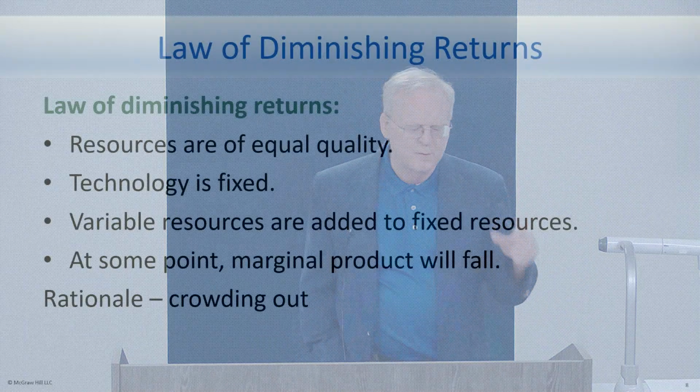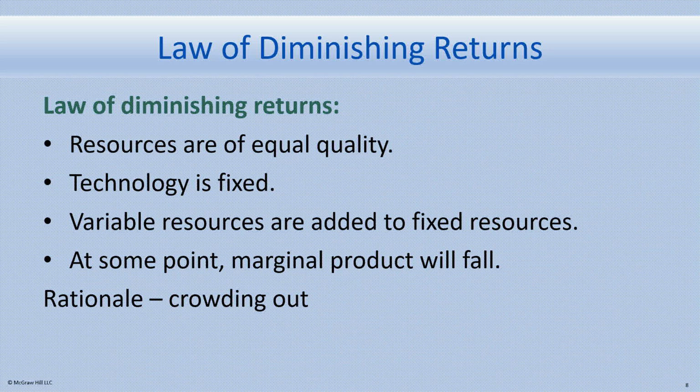Okay, so resources are of equal quality. Technology is fixed. The idea here is that you may have several firms in the same industry, all utilizing the same technology. No one has an advantage. The technology is fixed through time, primarily, is what we're looking at here.